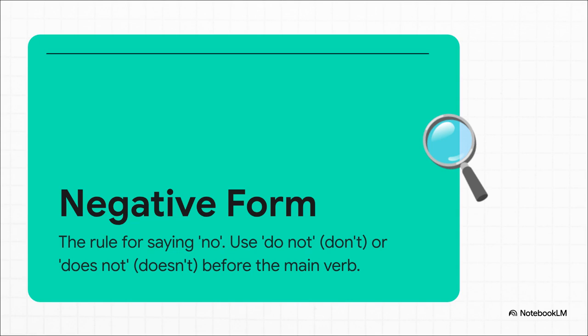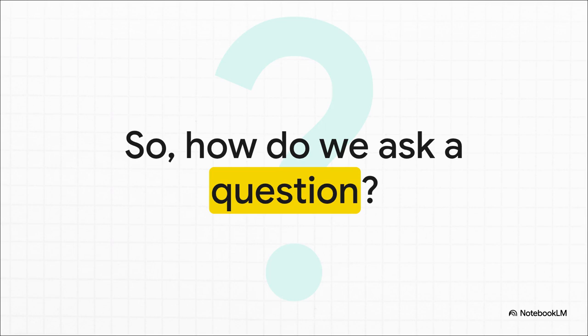To say no, we need a little helper verb. We use do not, which we usually shorten to don't for most subjects. But for that special group, he, she, and it, we bring in does not, or as you'll usually hear it, doesn't. We've covered positive and negative sentences, so that just leaves one last piece of our blueprint.